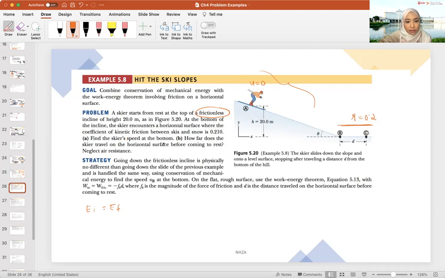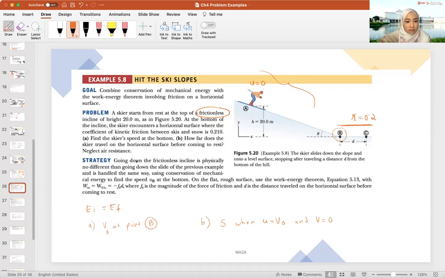Find the skier's speed at the bottom. Here it's asking us to find out what is v at point B. This is the question. And then how far does the skier travel on the horizontal surface before coming to a rest? Now, after you found out what is v at point B, they are asking you to find out what is s when u is this guy. Let's say this is vB. When u is vB and v is 0 before it comes to a rest, right?